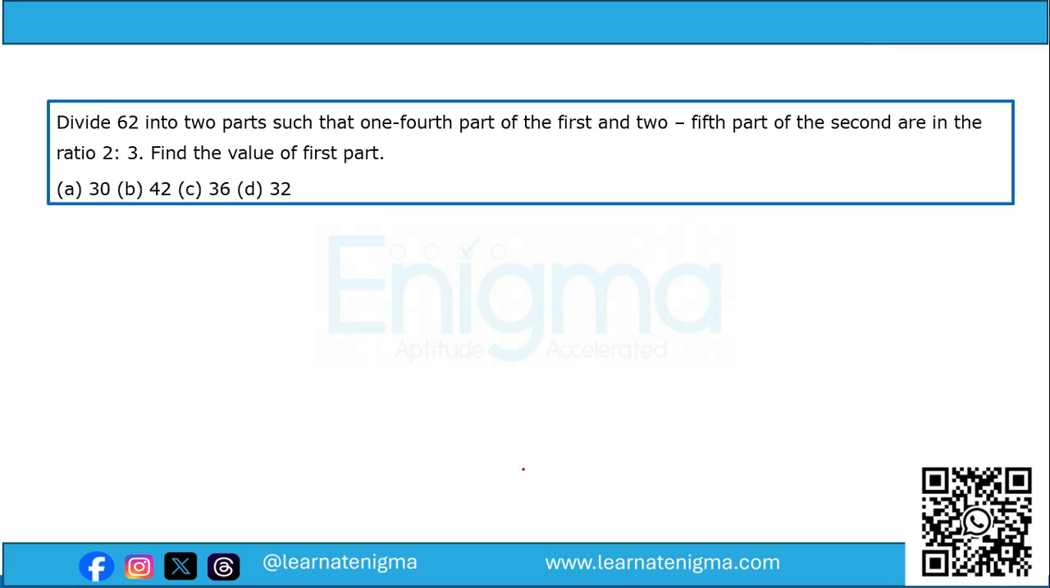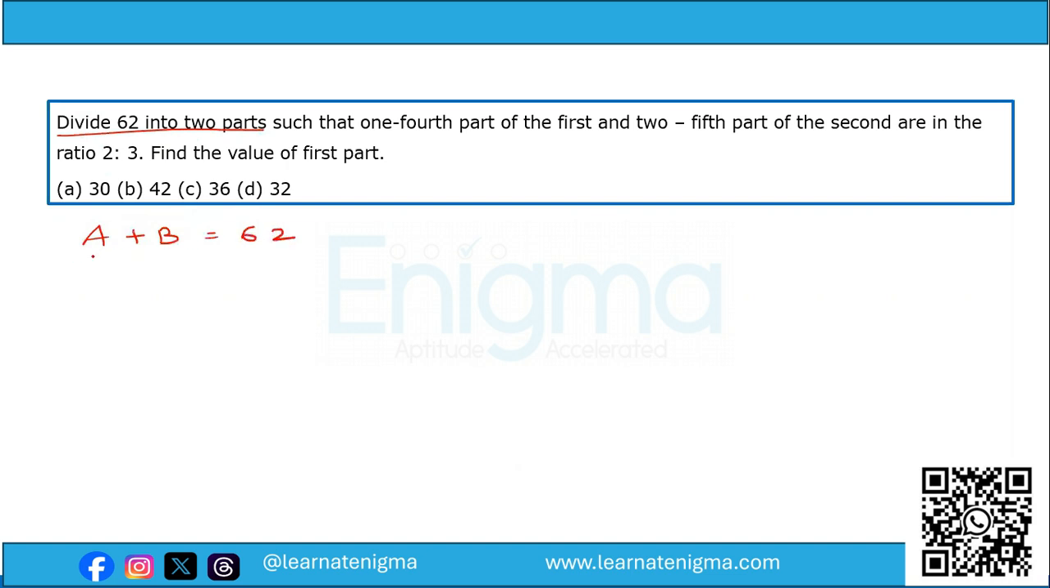Divide 62 into two parts such that one-fourth part of the first and two-fifth part of the second are in the ratio 2:3. Find the value of the first part. Now, let's assume the two parts to be A and B. So from the first part of the question, we can get that A plus B is equal to 62.